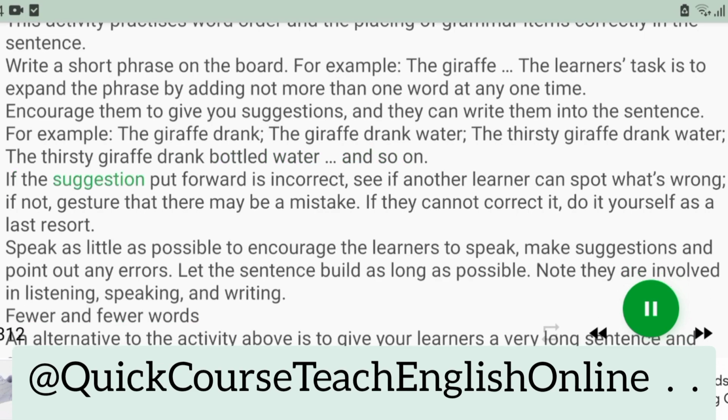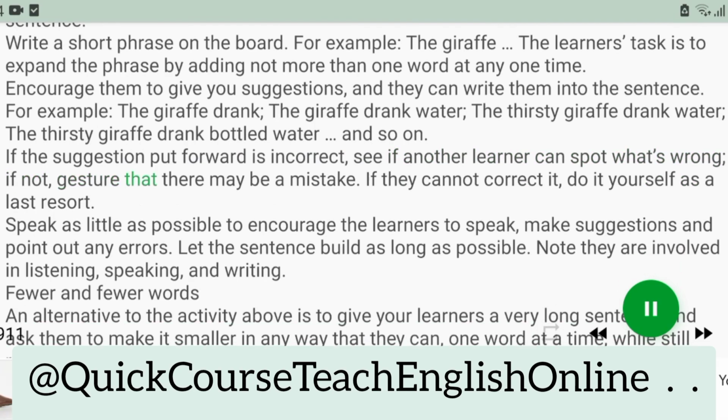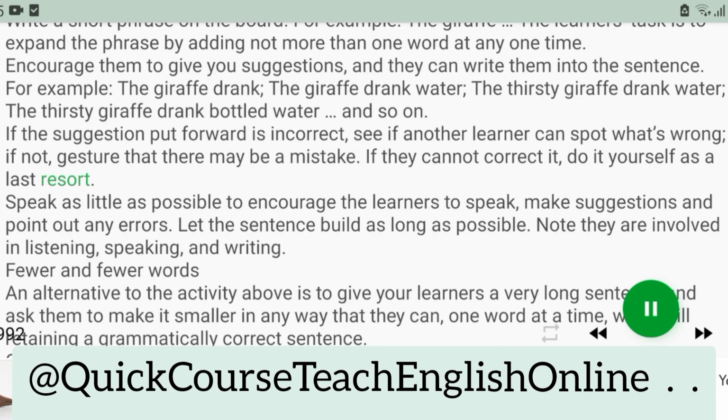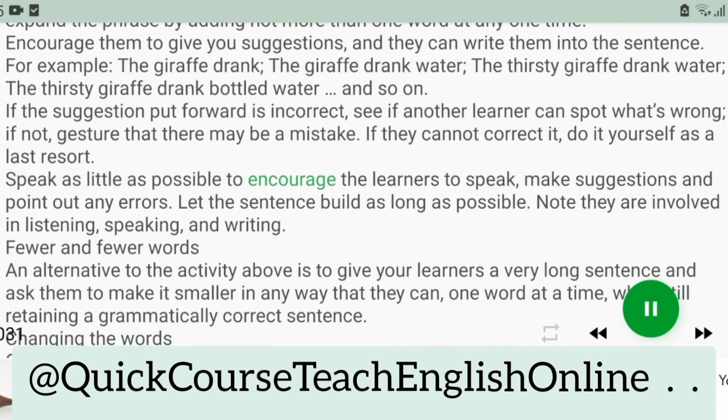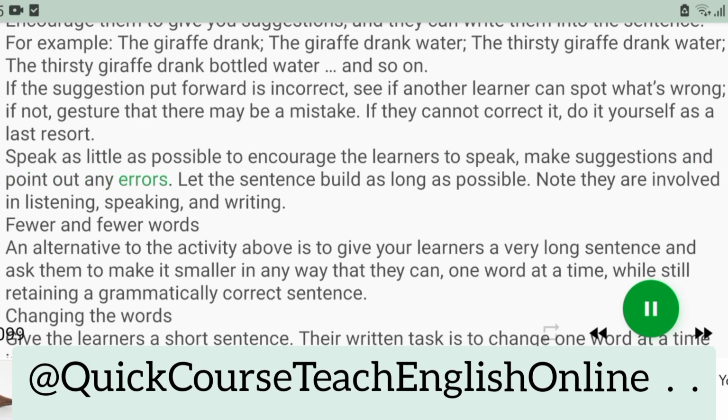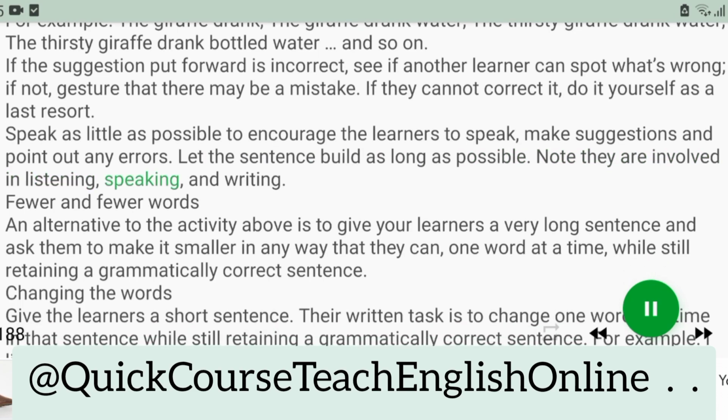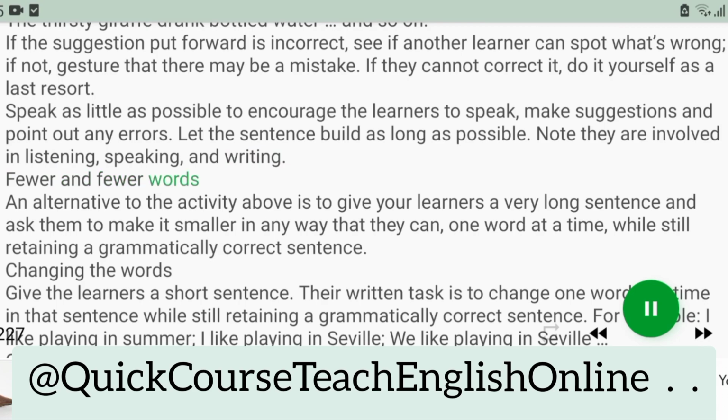If the suggestion put forward is incorrect, see if another learner can spot what's wrong. If not, gesture that there may be a mistake. If they cannot correct it, do it yourself as a last resort. Speak as little as possible to encourage the learners to speak, make suggestions and point out any errors. Let the sentence build as long as possible. Note they are involved in listening, speaking, and writing. Fewer and fewer words.